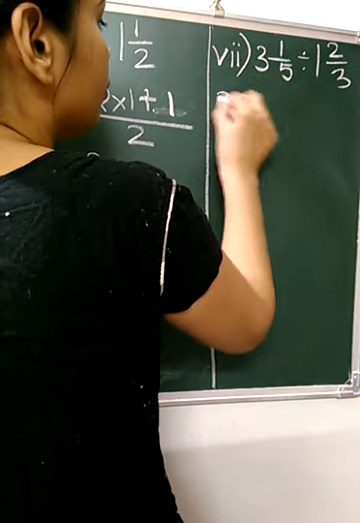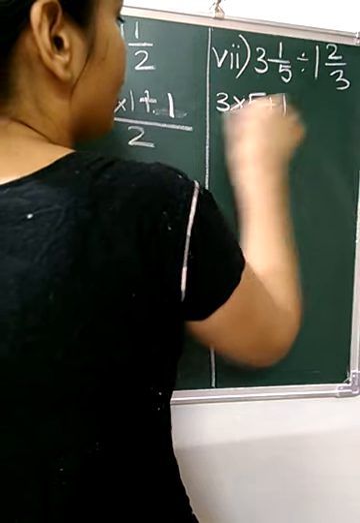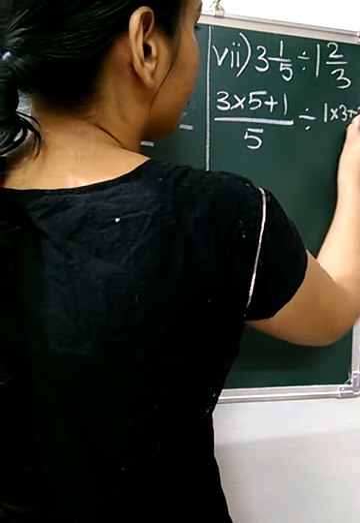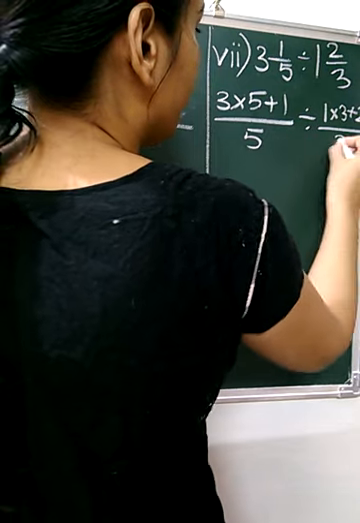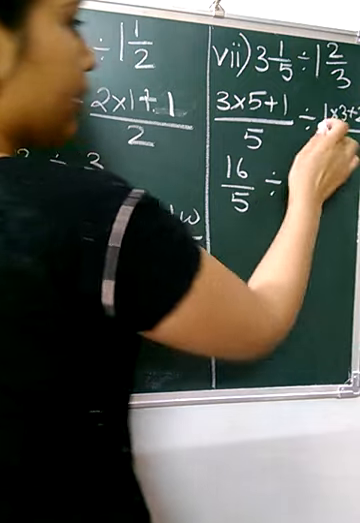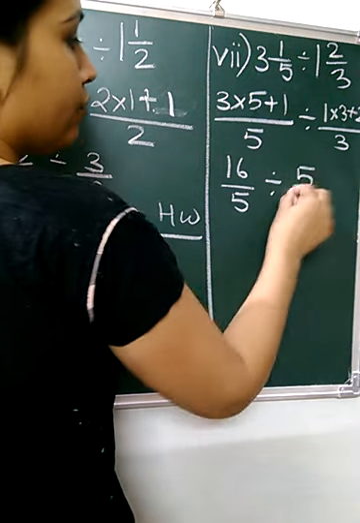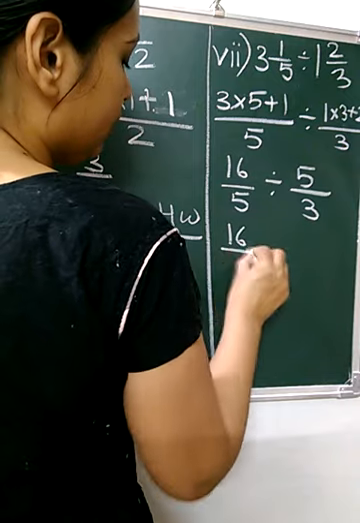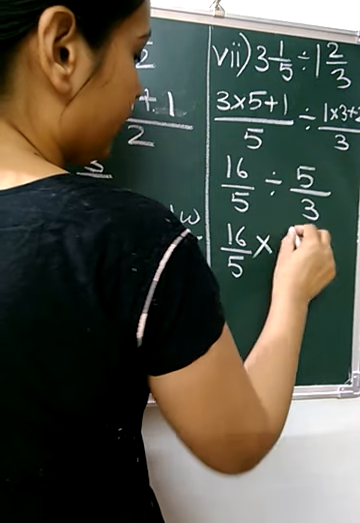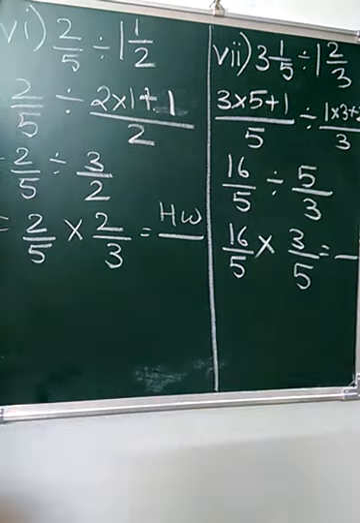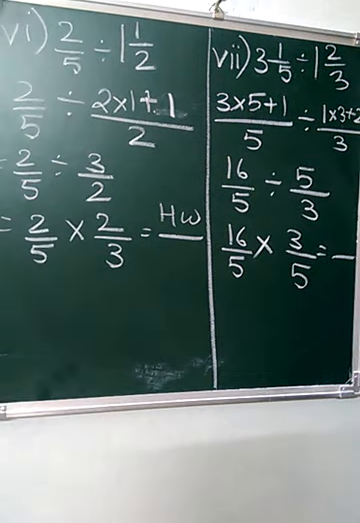So 3 into 5 plus 1 whole by 5 divided by 1 into 3 plus 2 whole by 3. 3 5s are 15, 16. 16 by 5 divided by 3 ones are 3, 4, 5, 5 by 3. We will flip it. 16 by 5 into 3 by 5. You will be writing the answer. It will be a proper fraction, so you don't have to convert it into a mixed number.